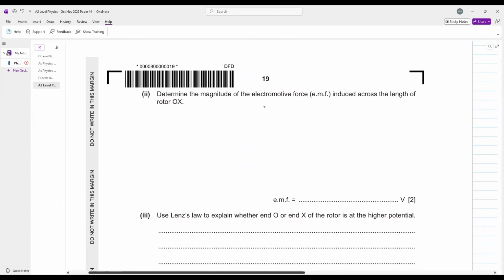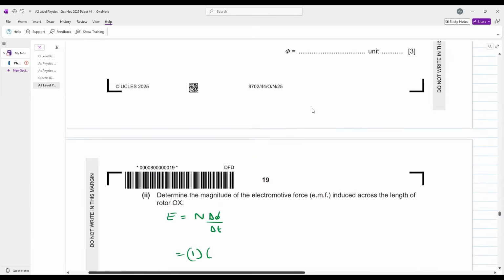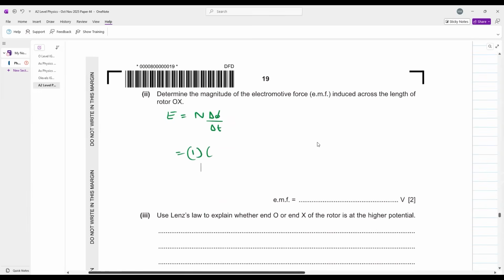Determine the magnitude of the electromotive force across the length of rotor OX. What is EMF equal to? N into change in magnetic flux divided by change in time. N is 1. Change in magnetic flux we have already calculated, 0.021.